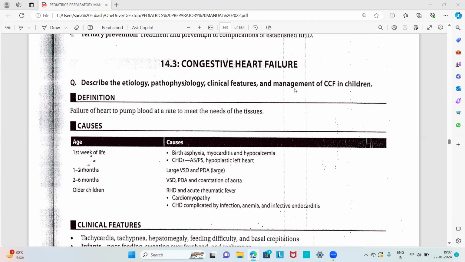If an essay question or any short answer is based on congestive heart failure, we first have to write about the definition. Congestive heart failure, as the name indicates, is the failure of the heart function. The heart's function is to pump blood at a rate to meet the needs of tissues. If the heart fails to do so, that is called congestive heart failure.